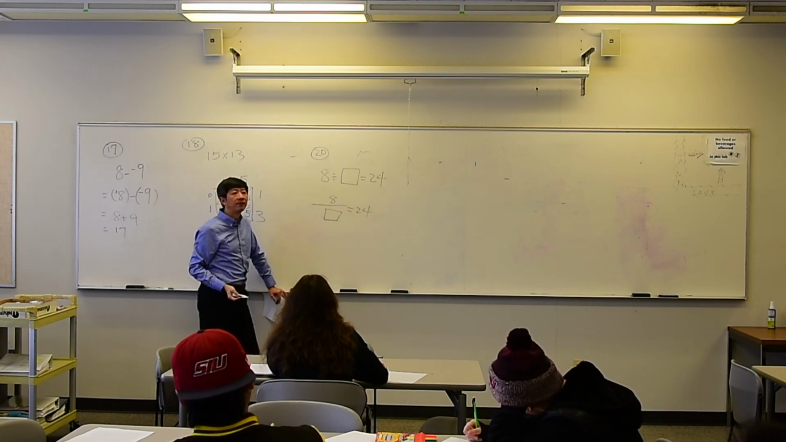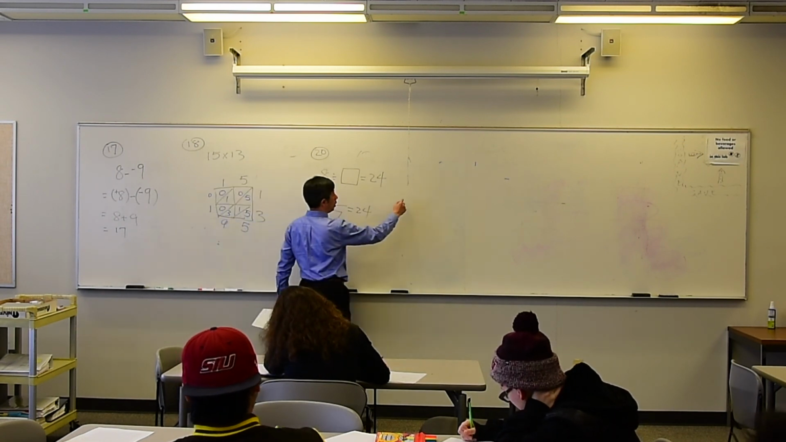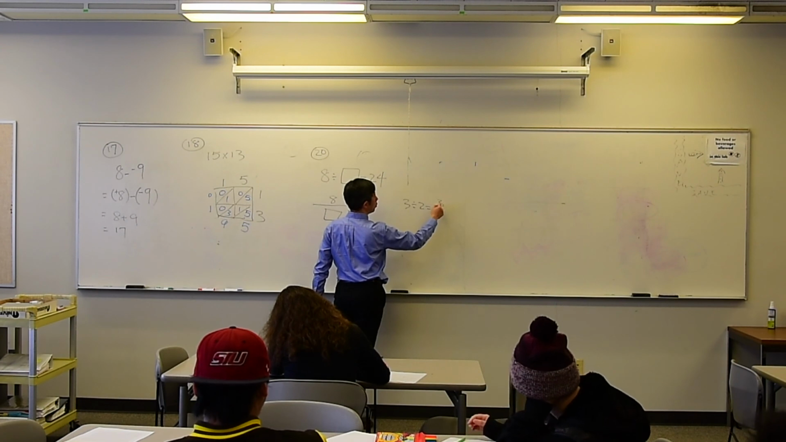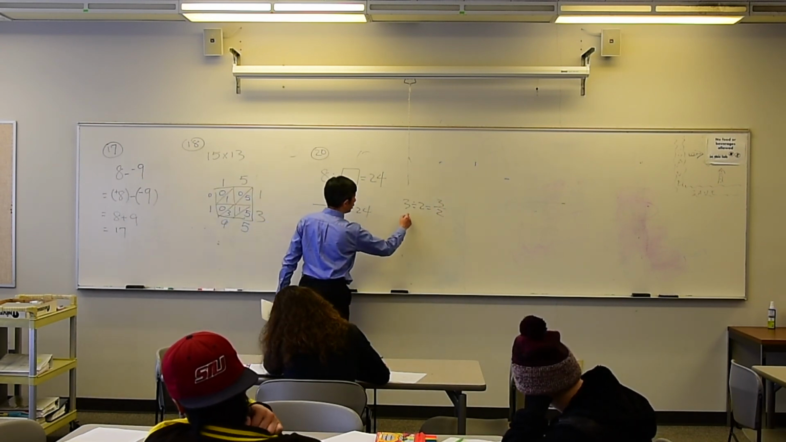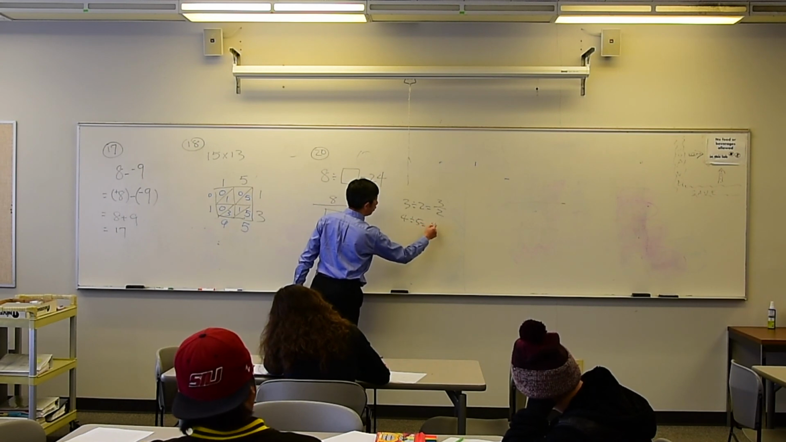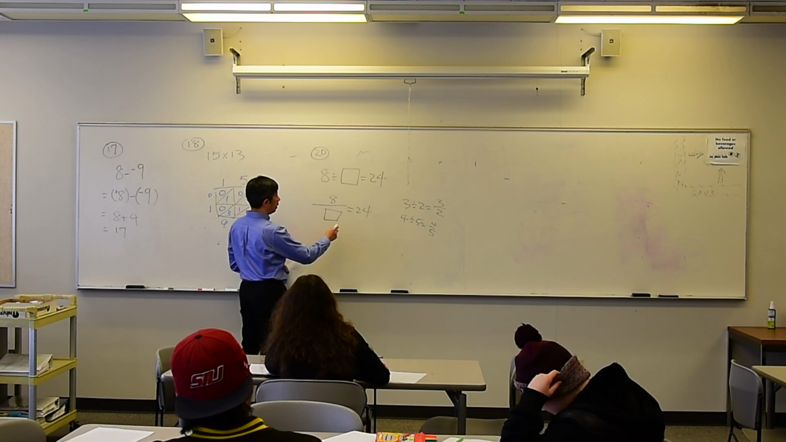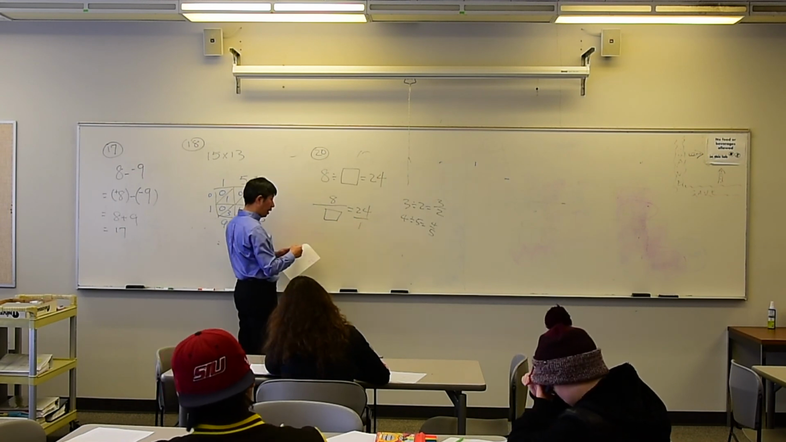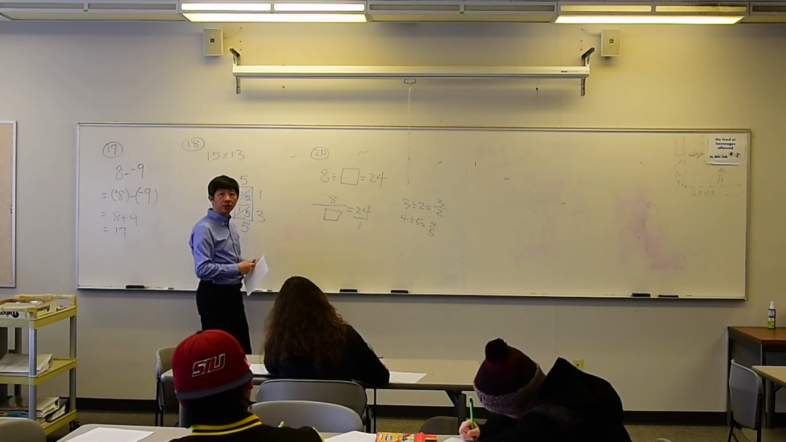Yes or no? Because last time we talked about if we have 3 divided by 2, can we get 3 over 2? Yes or no? 4 divided by 5 is equal to 4 over 5. Yes or no? And same as this one, right? Then can we cross multiply for this?